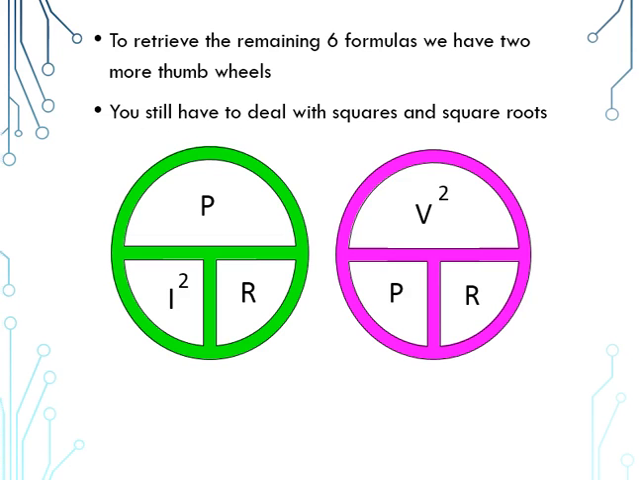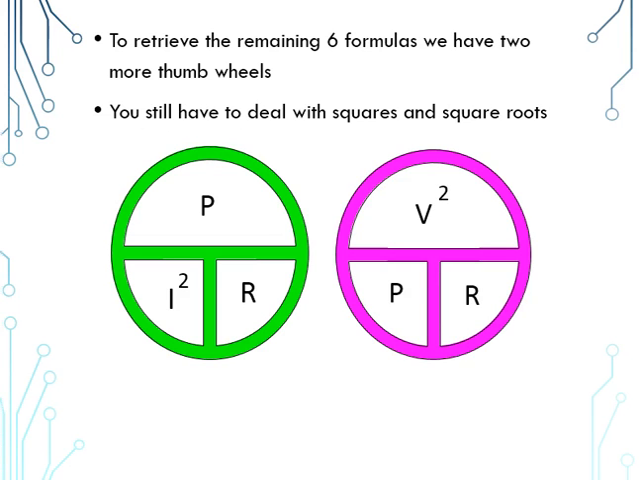If we're looking for the current, here we have to do a little bit of manipulation because we're looking for the current, not current squared. So we'd cover up that I squared, and we'd take current is equal to the square root of our power divided by the resistance. If we're looking for the resistance, we cover up the R, and resistance is equal to power divided by current squared.